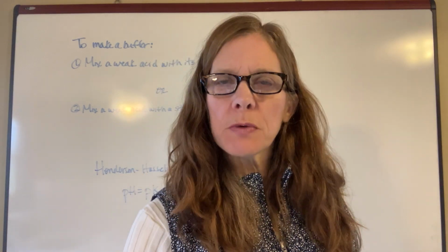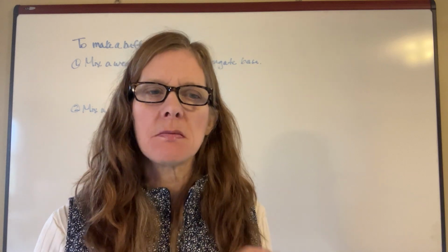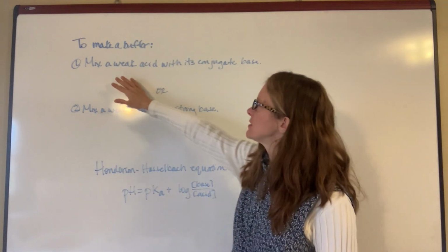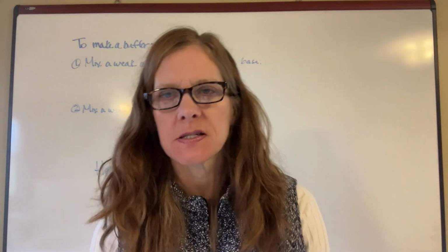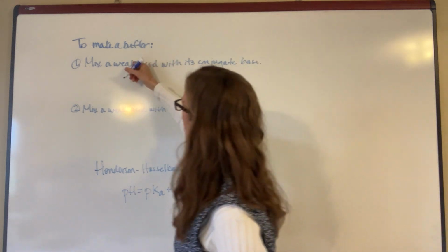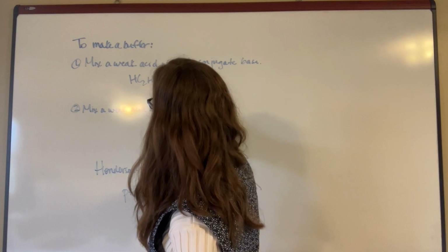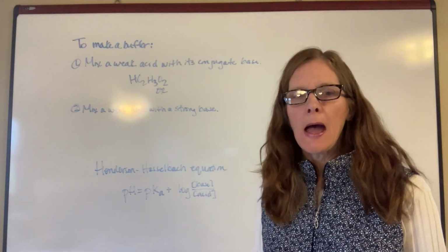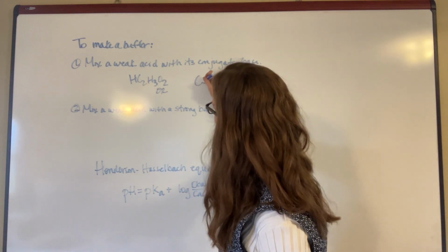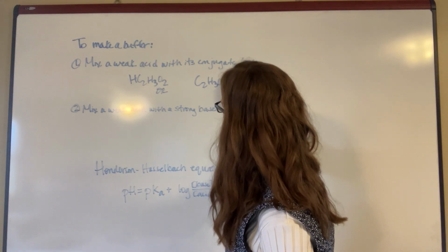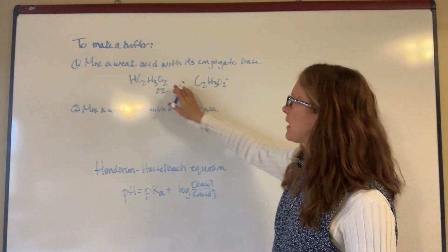Today we'll work a little bit more with buffers, and there are two ways that you can make a buffer. The first is by directly mixing a weak acid with its conjugate base. As an example, if I choose the weak acid acetic acid, C2H3O2, you should remember that the conjugate base of this acid is C2H3O2 minus. If you don't remember that, go back and look at Module 7 again. So this is the conjugate base.